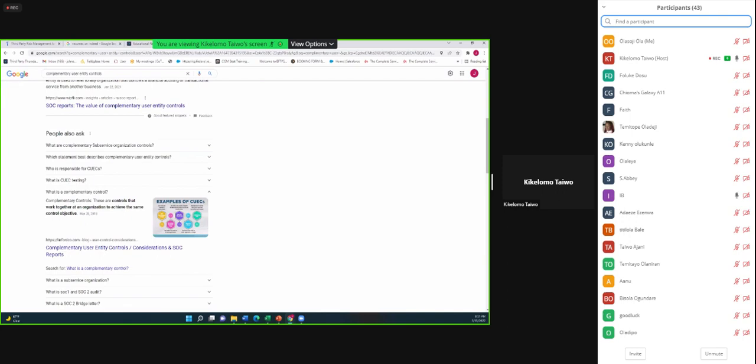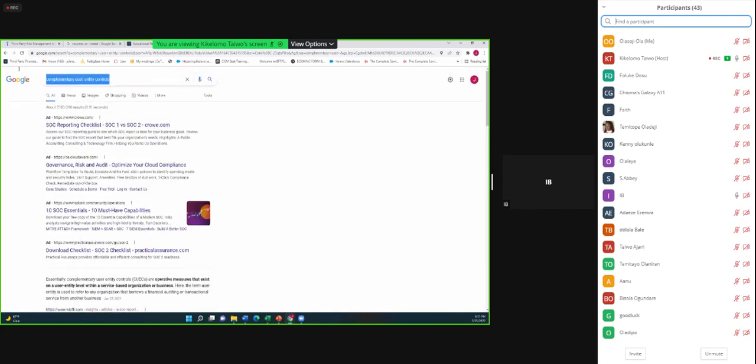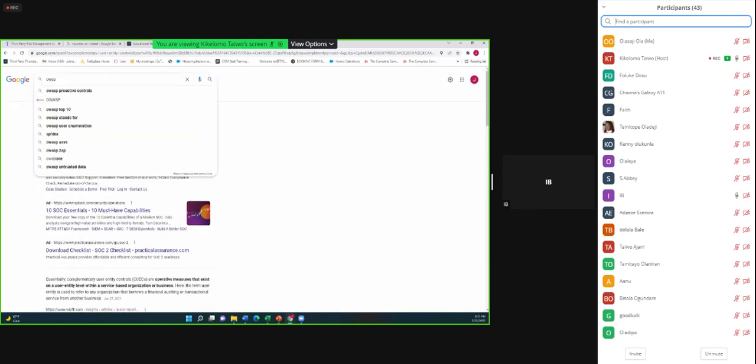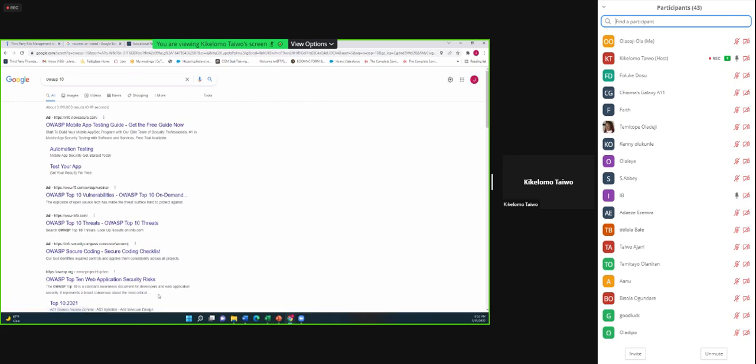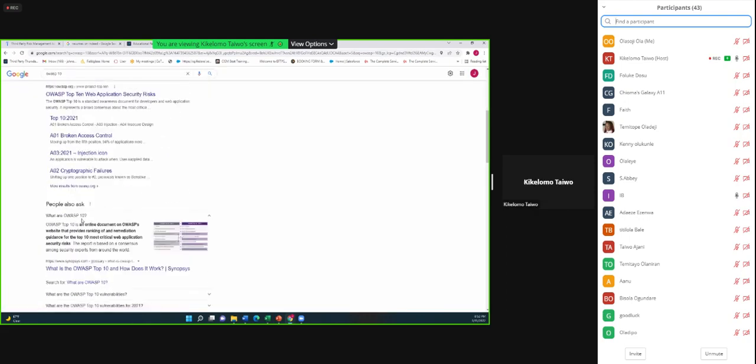Another one everyone has to read about is the OWASP. It's very important. OWASP top 10, please read about it. It's very important. This is an interview question. I remember I was asked, they can ask you to explain 3 or 4.